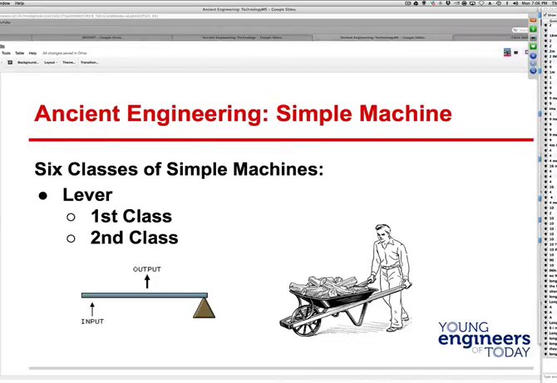In the second class, the fulcrum's moved over to the side, and the output's in the center. That's like when you're picking up a wheelbarrow. This is why you always want to grab the far end of the wheelbarrow. This gives you more leverage. So again, just think what's in the middle. In a first class lever, what's in the middle, folks? Go ahead and write down an answer.